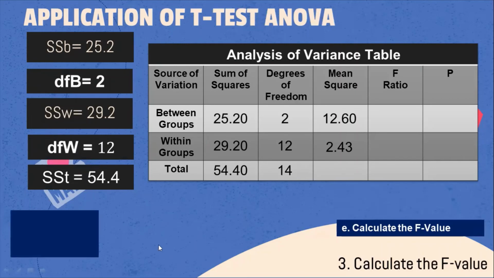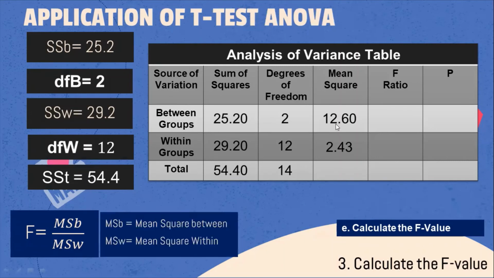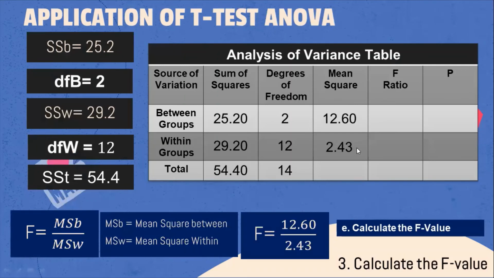We will be calculating the F value. F is equal to MSB over MSW, mean square between groups divided by mean square within groups. That is 12.60 divided by 2.43. So the answer is 5.175. The F value for the given problem is 5.175. And we have a level of significance of 0.05 or margin of error of 0.05. Then that is how we calculate the value for F in ANOVA.